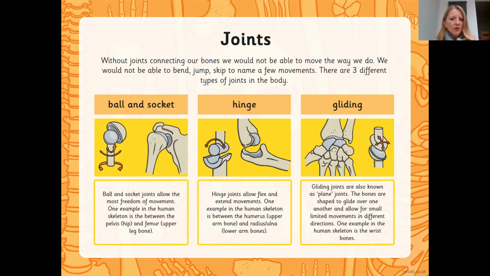Okay, the next type of joint is what's called a hinge joint. You have lots of these in your body. Okay, the main one for you to have a look at, nice easy one, is in your arm. Okay, and this is a hinge joint here.